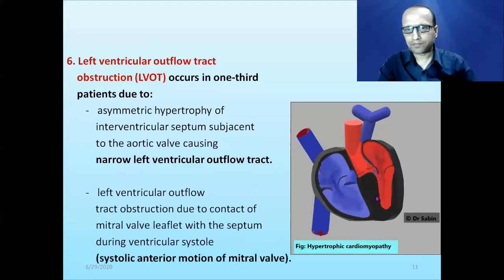And there is also mechanical obstruction to the blood flow from the left ventricle to the aorta because of systolic anterior motion of the mitral valve. The anterior leaflet of the mitral valve comes into contact with the interventricular septum during systole, and such motion of the anterior leaflet of the mitral valve is called systolic anterior motion.